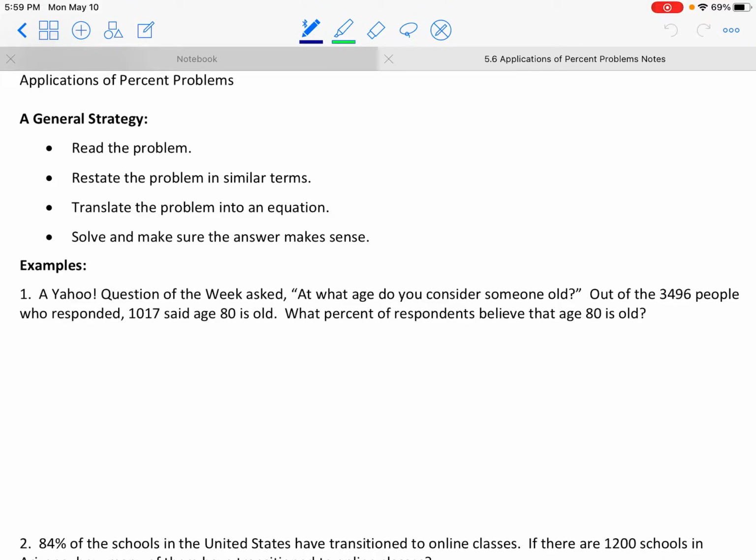Hello and welcome to a lesson on applications of percent problems. So in the previous topic we talked about solving basic percent problems. And we're going to do something similar with these first three examples. What we have to do though is boil down a word problem into one of those basic type of problems.